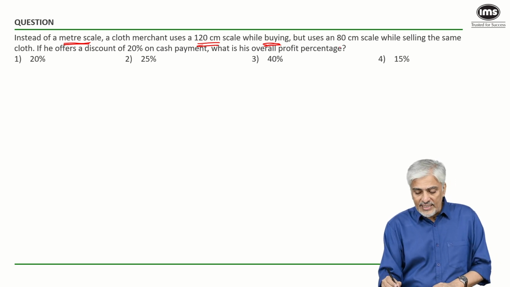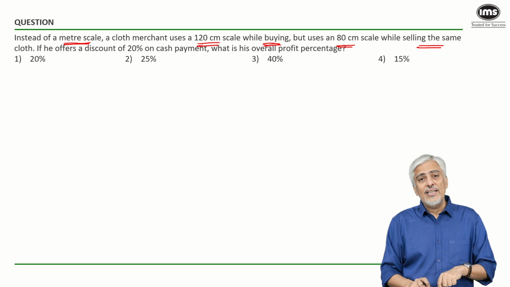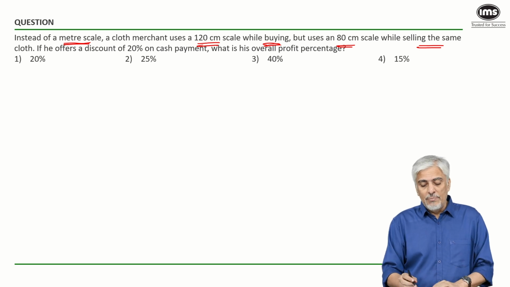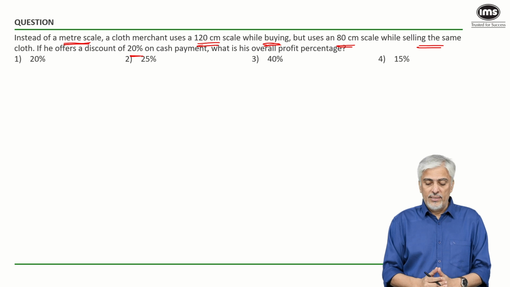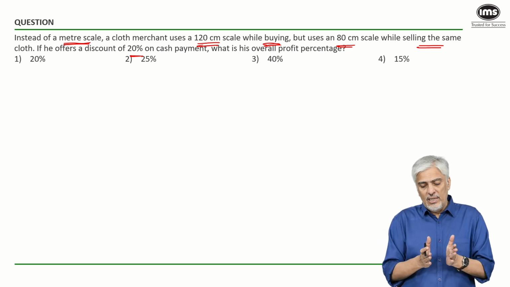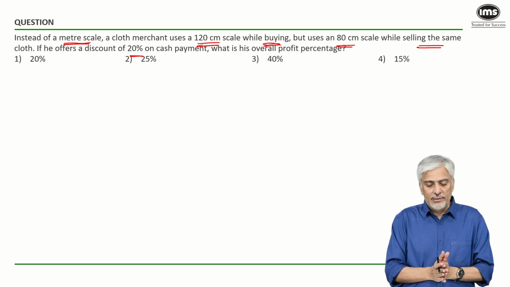But uses an 80 centimeter scale while selling. So he tells the customer, I'm giving you 100, but he gives him only 80. But he does one good thing, that he gives 20% discount on cash payment. What is his overall profit percentage? So there are 3 parts we have to think of. Again, I'm going to talk about 2 different approaches, one slightly longer and one with a shorter method.